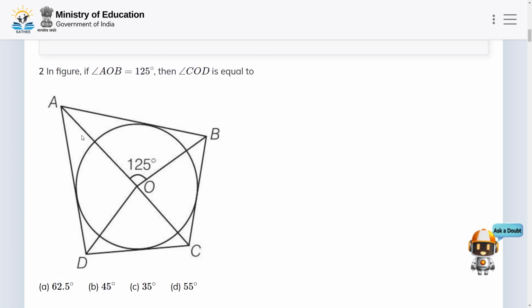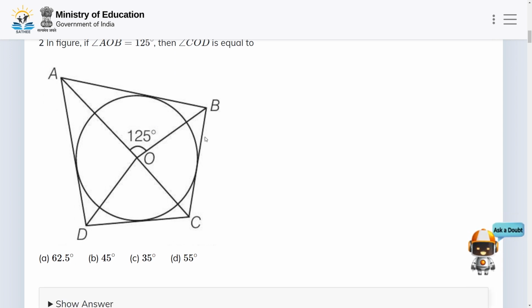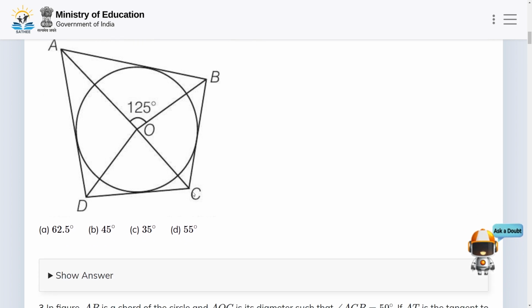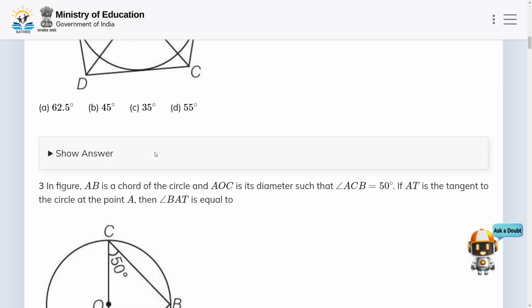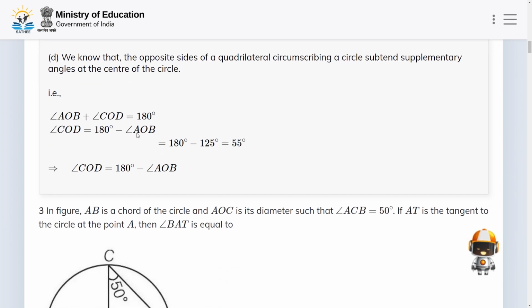In the next question, we have this figure. In the figure, if angle AOB is equal to 125 degree, then we need to find angle COD. In this problem we are given angle AOB equal to 125 degree, and we need to find angle COD. Basically we need to find this angle. So let us see how to find the angle COD.